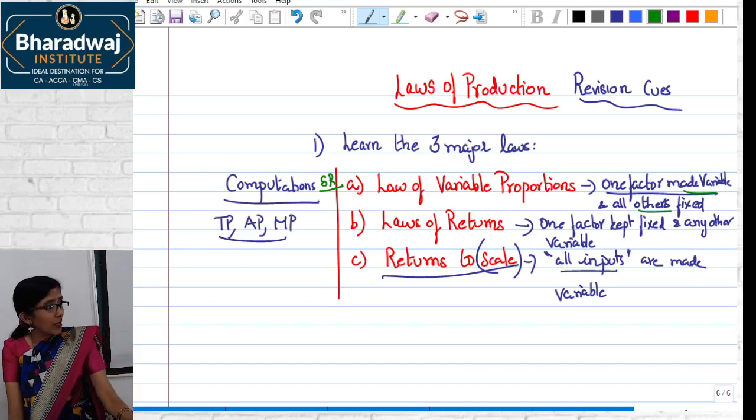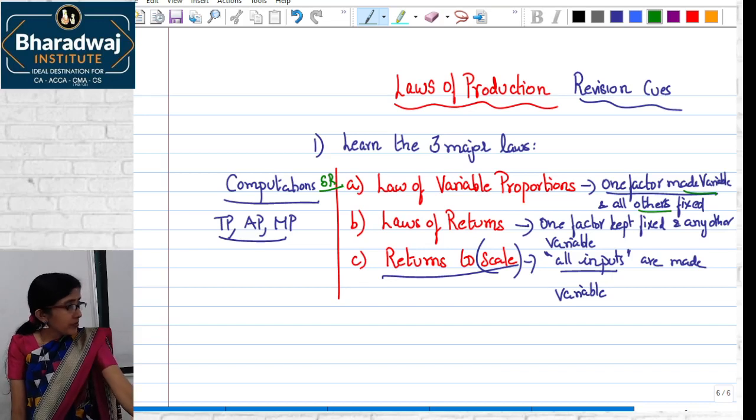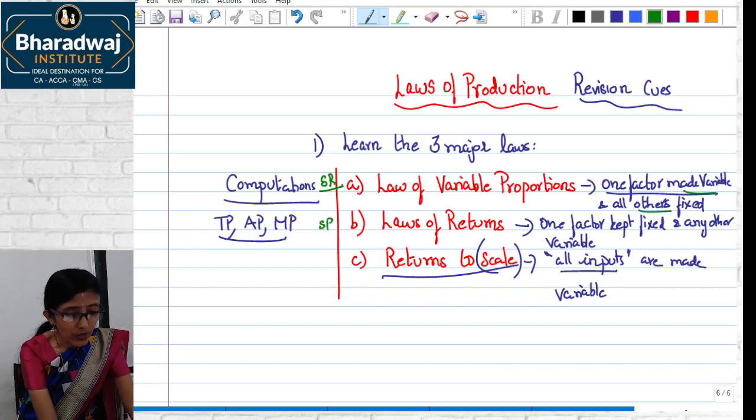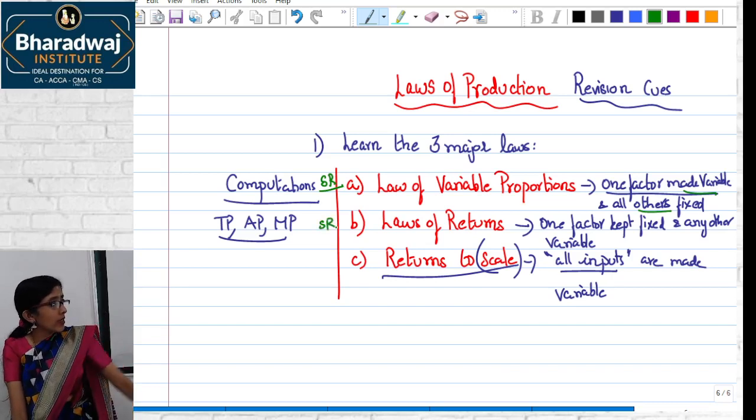Law of returns is applicable in the short run or long run? Why? There is a distinction as fixed and variable. Returns to scale. This row, I want this row to answer. Returns to scale. Applicable in the short run or long run?